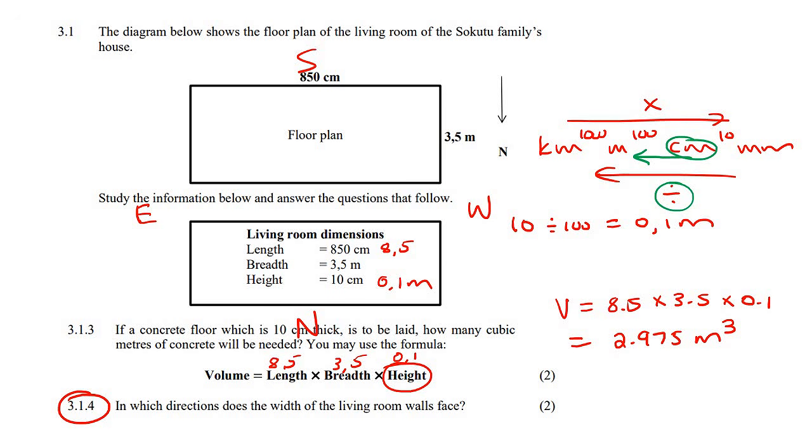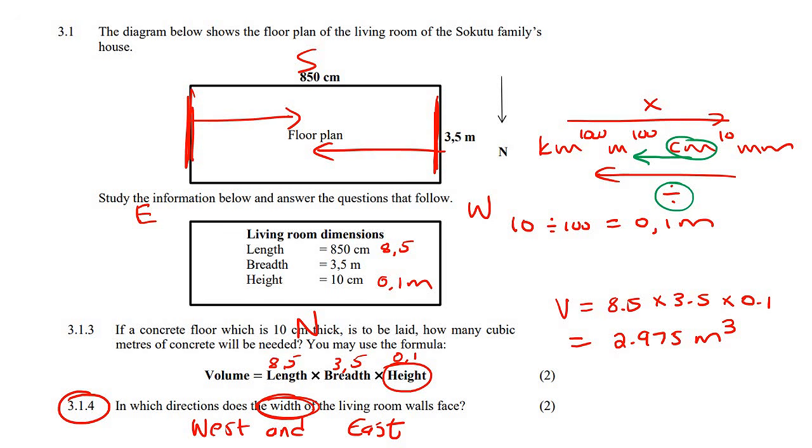So it says, in which direction does the width of the living room walls face? Okay, so the width is the same as the breadth. So this was the length, and then this would be the breadth or the width. So it's these two walls here. So they're facing, some of them are facing west, and the others are facing east. So we will say west and east. Okay, remember they weren't talking about the length, they were specifically talking about the width, which is the same as the breadth. I think they got that part of it mixed up there.